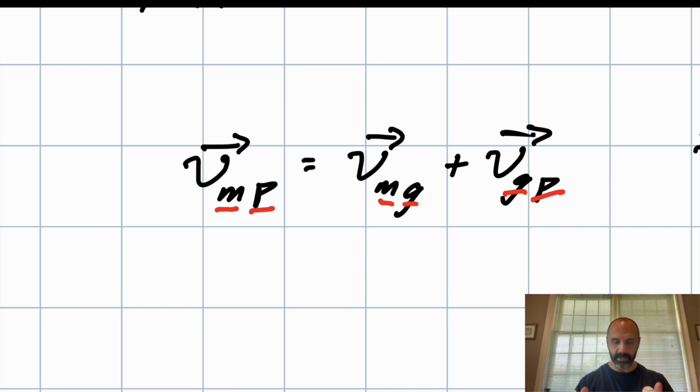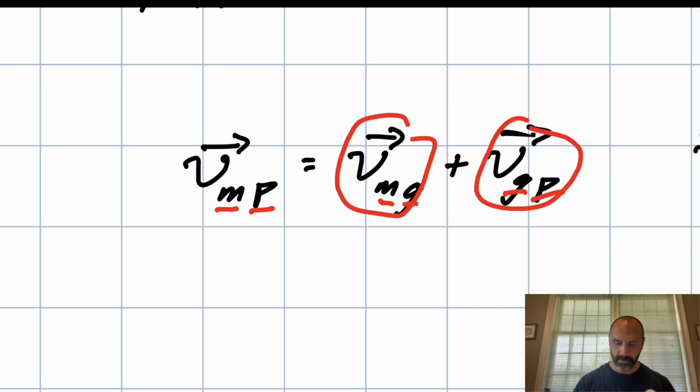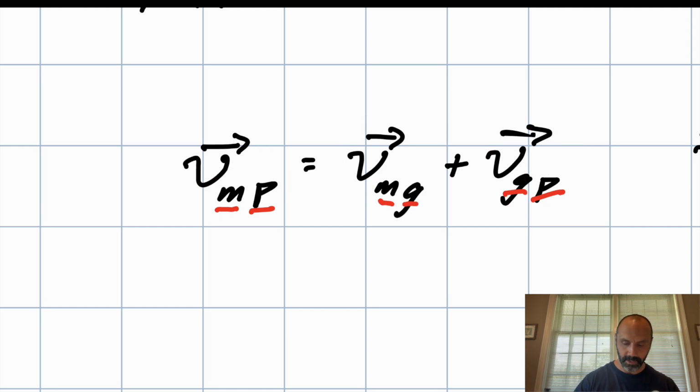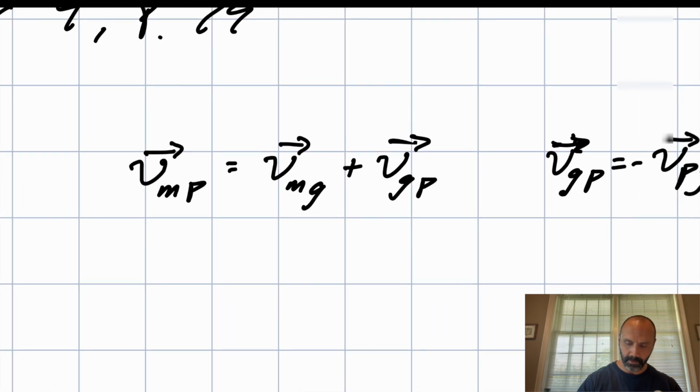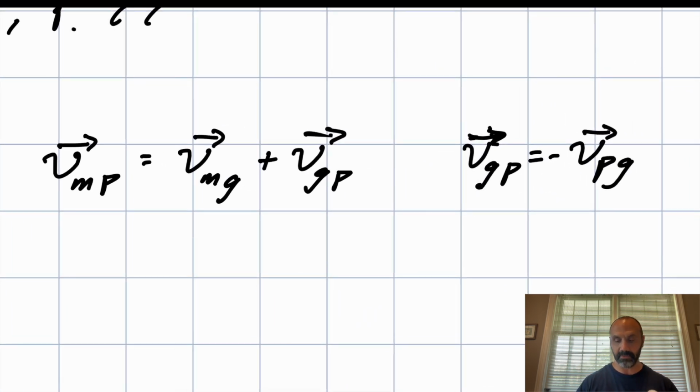The way you could look at it is that when you combine these two quantities on the right, the G kind of cancels out and you're just left with motorist with respect to the police car, which is what you want. But you've got to have it arranged that way. If you just add the velocity of the motorist with respect to the ground and then the velocity of the police car with respect to the ground, it'll be backwards. It won't work. And so here's the key, here's the trick: the velocity of the ground with respect to the police car is the opposite of the velocity of the police car with respect to the ground.